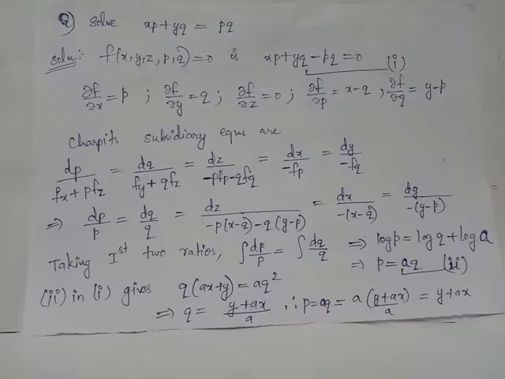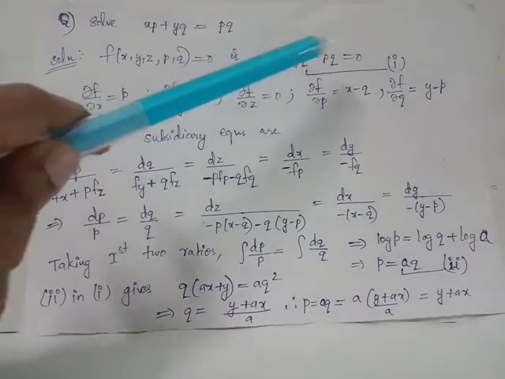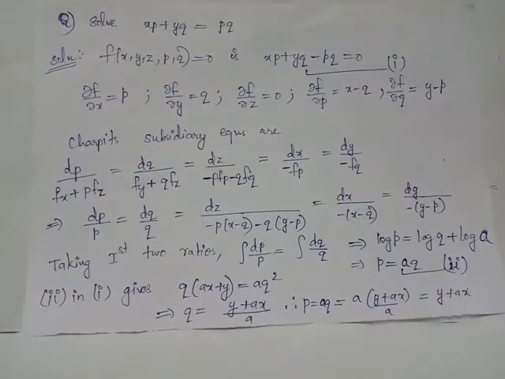Now we find out the partial derivatives, dou f by dou x, dou f by dou y, dou f by dou z, dou f by dou p and dou f by dou q in order to write the auxiliary equations. We have dou f by dou x equals p. We have dou f by dou y equals q. We have dou f by dou z equals 0 because there are no terms containing z. Dou f by dou p equals x minus q because we have to consider this term and this term when we evaluate dou f by dou p.